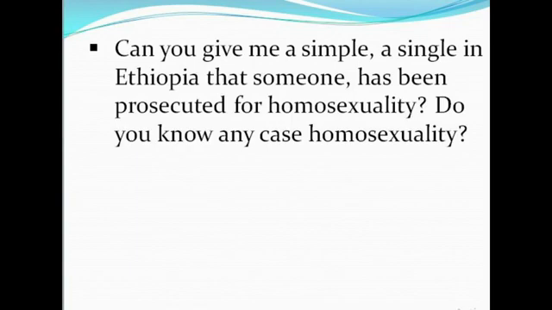FGM, female genital mutilation, is used by whom? Male genital mutilation. Is there any difference between circumcision and mutilation?